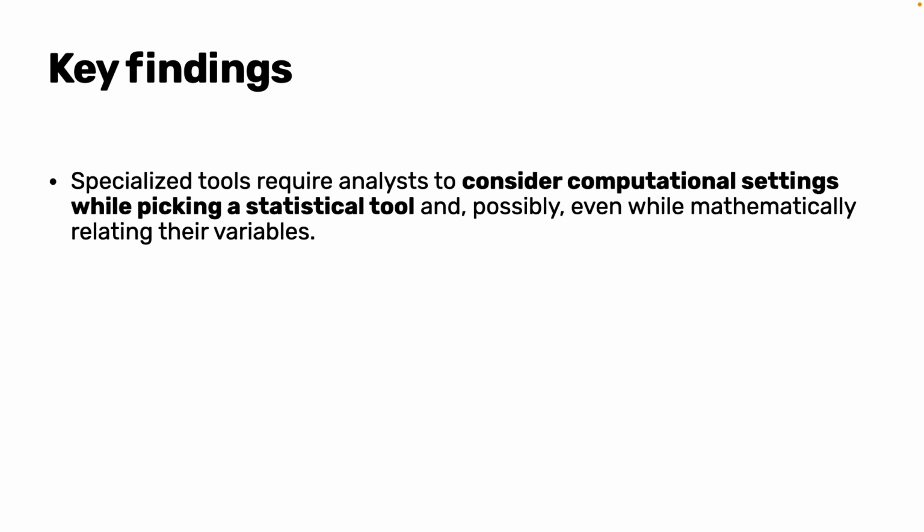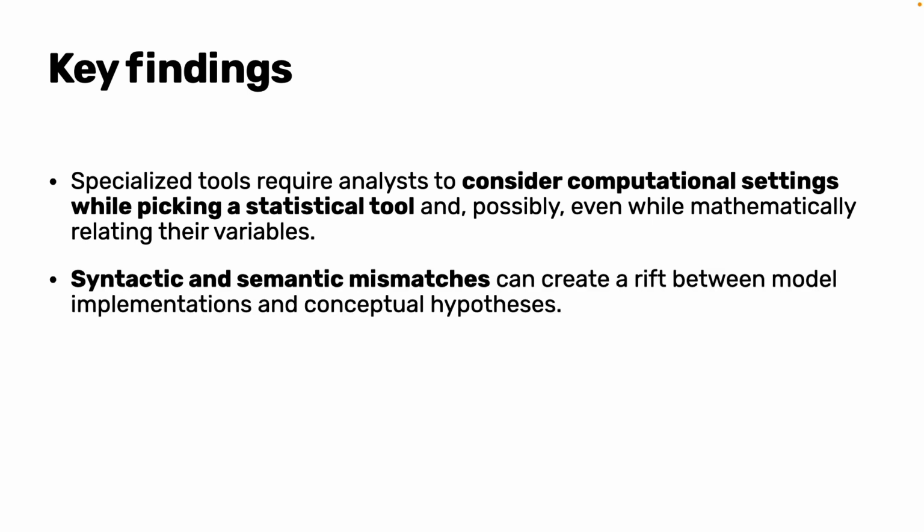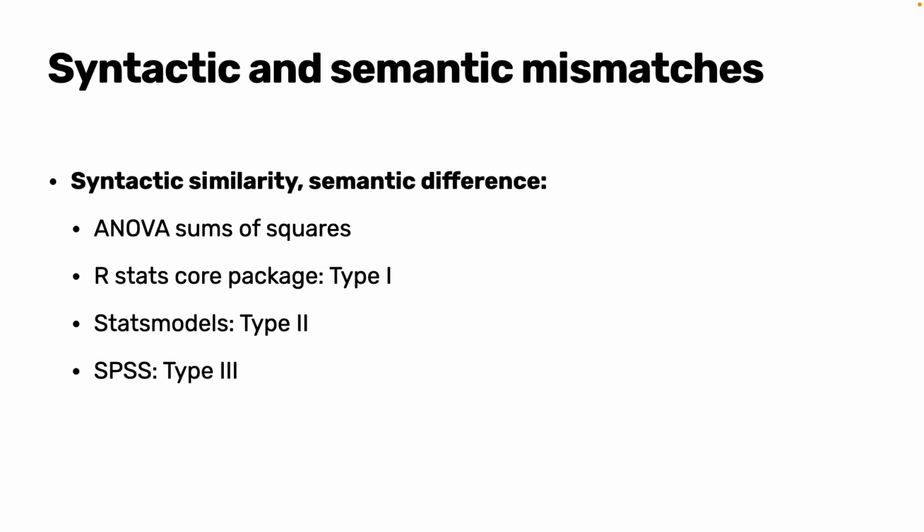The first is that specialized tools are really important for creating this diverse ecosystem of statistical methods and tools, but they also come at the cost of pushing computational concerns higher up the hypothesis formalization process. Statistical tools also introduce syntactic and semantic mismatches that could create a rift between model implementations and conceptual hypotheses. The last illustration of this was in ANOVAs, what the sums of squares procedures are. Basically, how is variance partitioned among variables specified.